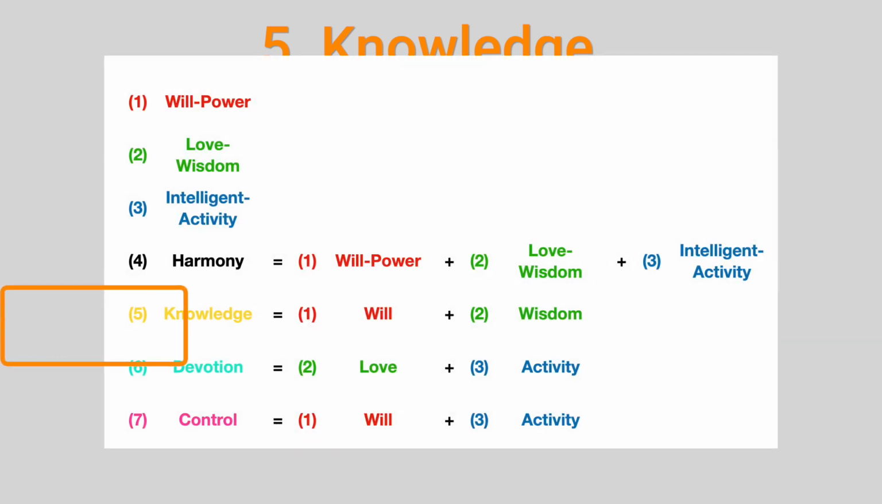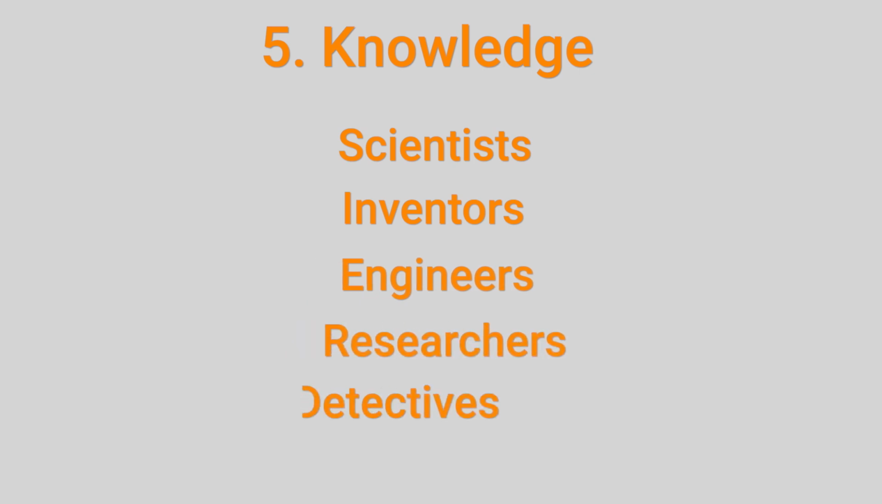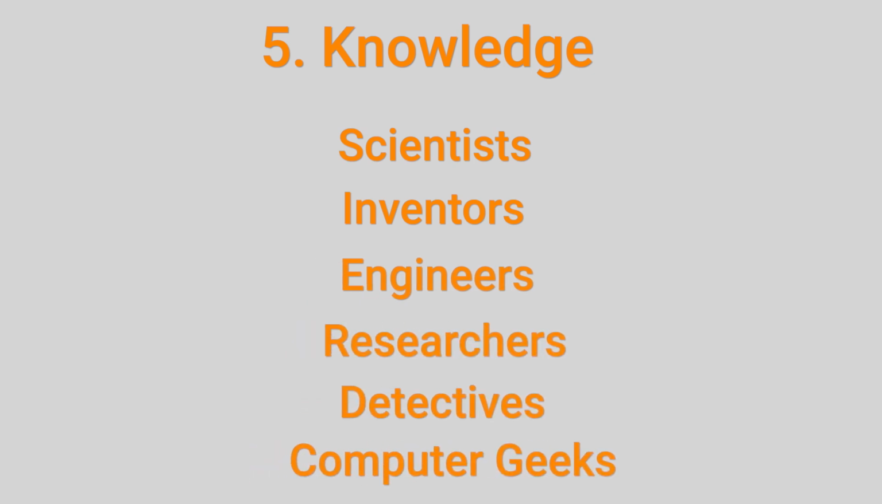Fifth ray knowledge is a combination of the intelligence aspect of the third ray and the wisdom aspect of the second ray. It is by adding the love aspect of the second ray that the undoubted abilities of the fifth ray really impact the society they function in. Typical professions suited to the fifth ray type are scientists, inventors, engineers, researchers, detectives, and computer geeks.